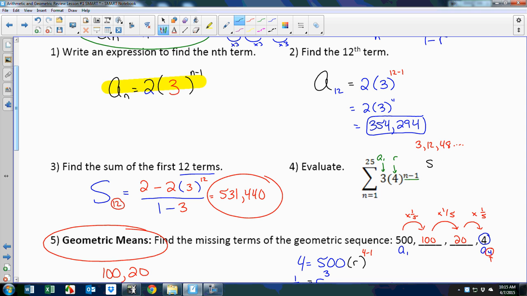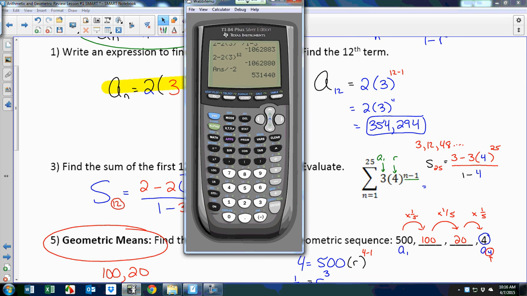S sub 25 equals first term 3 minus first term 3 times the r, which is 4, to the exponent of n. So I'm adding 25 terms, that goes there, and divide it by 1 minus r, which was 4. So that will shortcut this work, although I need to give myself a little more room here because I know this answer is going to be really weird. But we'll type it in, get that answer, and then deal with it.